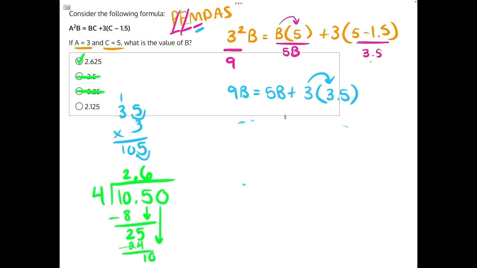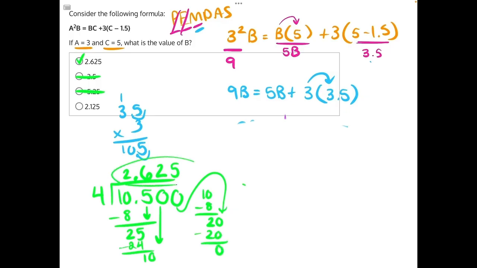So now 4 goes into 10 2 times. We'll bring this up around here. 10 minus 8 gives us 2. We would add another 0 and bring it on down. And 4 can go into 20 5 times evenly with no remainder, making our final answer 2.625, answer choice A.